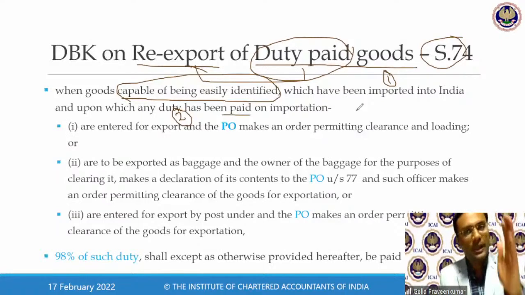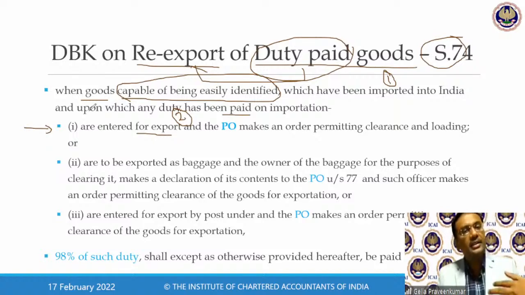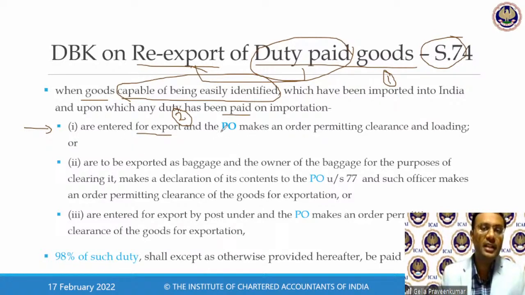Now, this is what they say. The goods should have been imported into India, on which my duty has to be paid on importation. So what they say is, if these goods are entered for export, the goods which have been imported have come back for export, and the proper officer makes an order permitting clearance and loading.